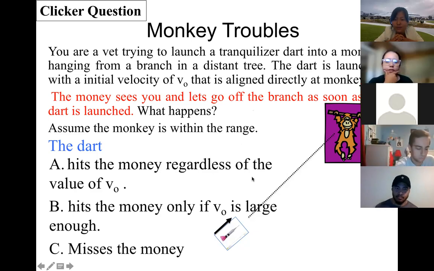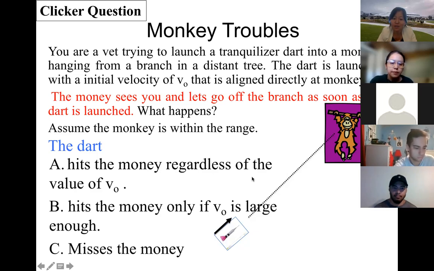The way I thought about it was going back to Juan's analogy: if we're human, we can't throw something as far, but since this is dealing with machinery, if its initial velocity is at a really high speed, then it'd probably be able to hit the monkey in time.